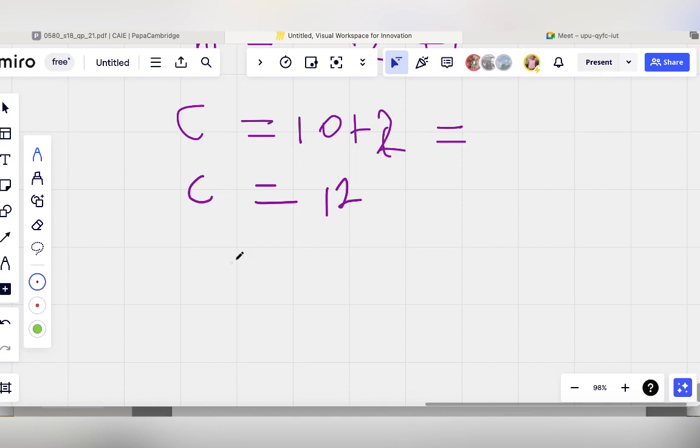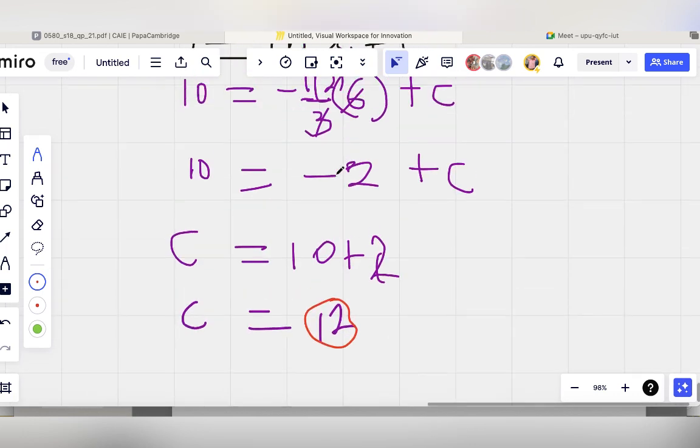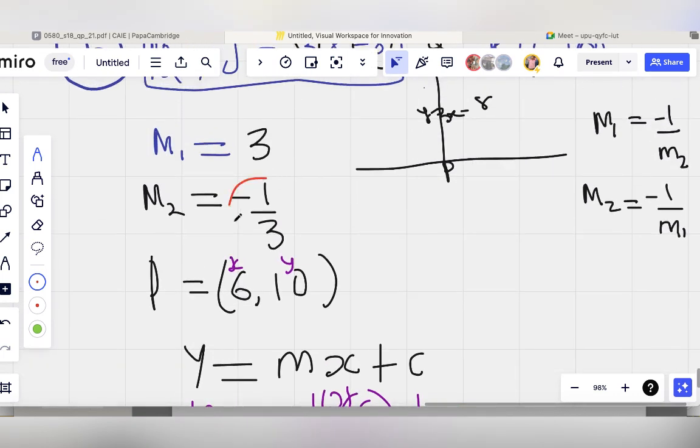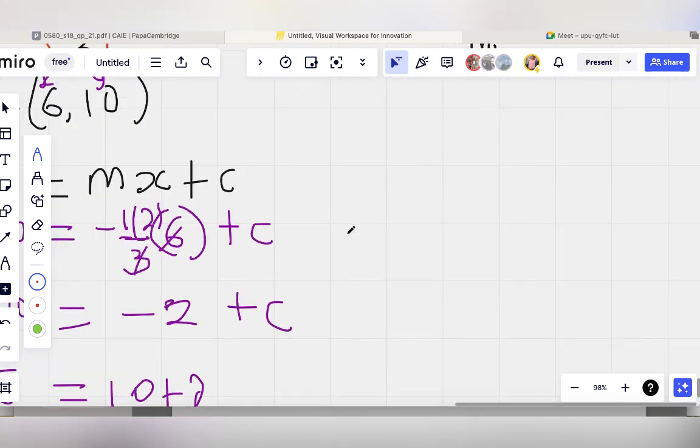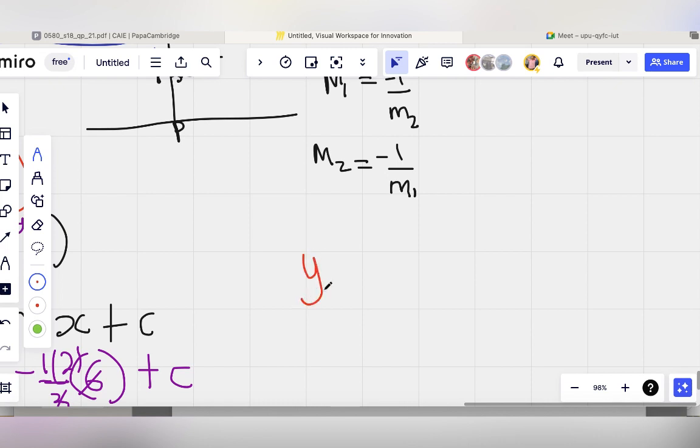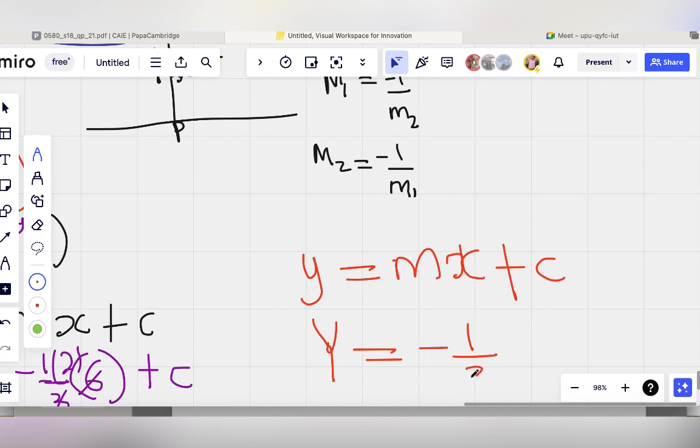Now that our c value is 12, what we need to do is substitute the gradient we calculated, m2, and the y-intercept for the perpendicular line into the equation of a straight line. To get the equation of the perpendicular line, y equals mx plus c, we substitute the value of the gradient and the value of the y-intercept. So y equals, what's our gradient? Negative 1 over 3. You put the x the way it is, it's a variable, then plus 12. Remember, we got the y-intercept to be 12.